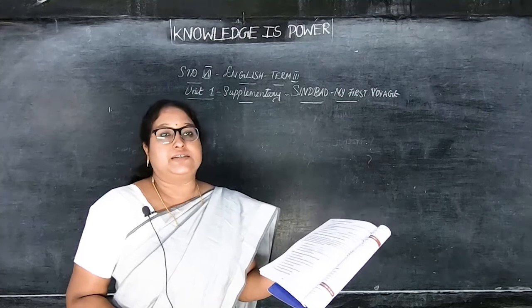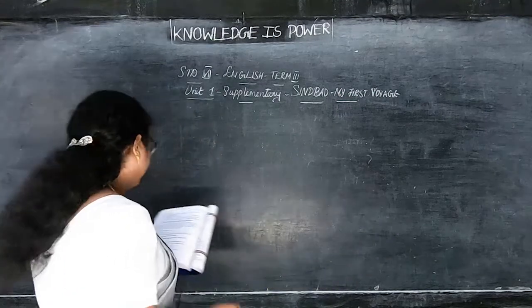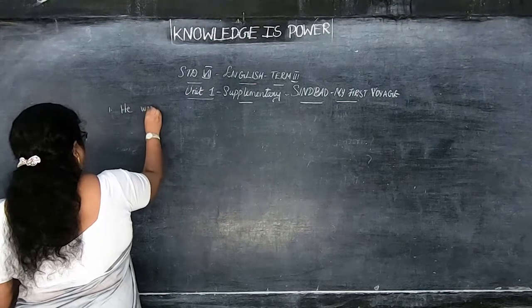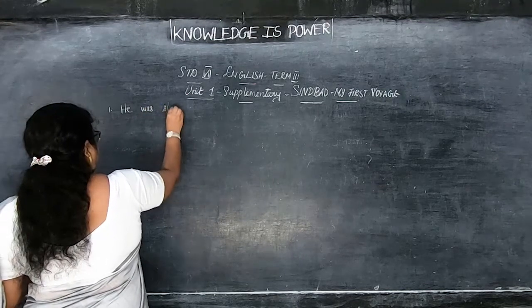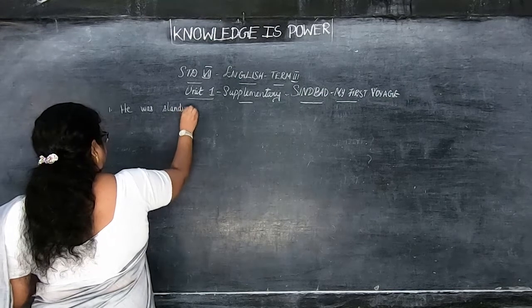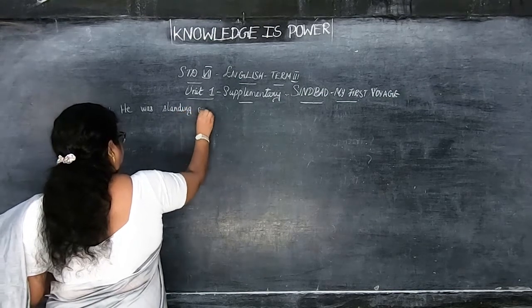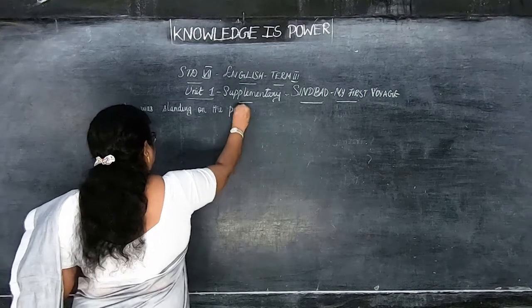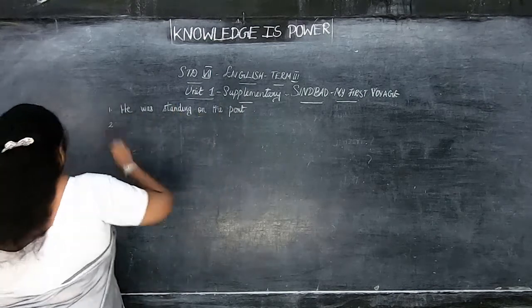So when you are writing the answer, he was standing on the port, you have to write. Okay, he was standing on the port. He was standing on the port.